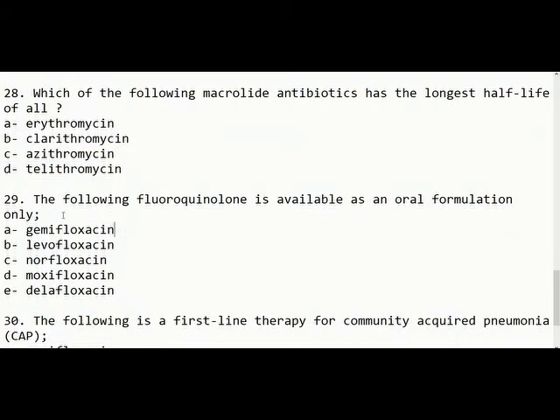Now moving on to the next one, the following fluoroquinolone is available as an oral formulation only. We have one fluoroquinolone among the below given options that is available in oral formulation only. So options are gemifloxacin, levofloxacin, norfloxacin, moxifloxacin, and delafloxacin. The correct option is gemifloxacin. It is available only in oral formulation. So now we know that gemifloxacin is a fluoroquinolone available only in oral formulation, not in any other formulation like IV or IM or something else.